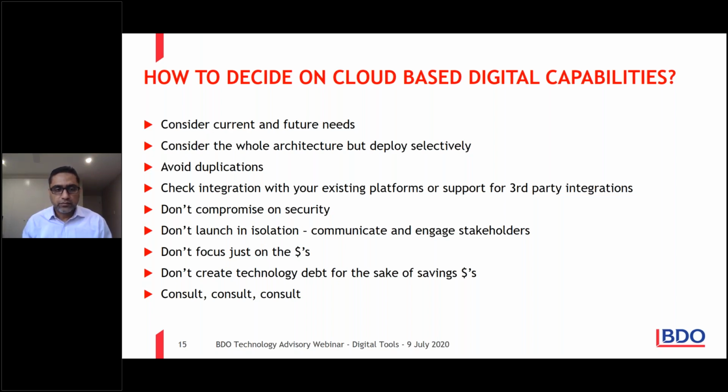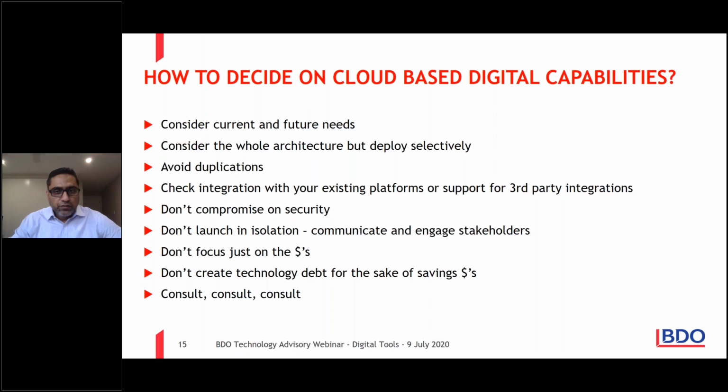And then the last one is, it goes without saying, consult. The market is quite big. The capabilities are evolving all the time. So it's best to actually look at what your needs are, and then go and scan the market, talk to people, consult as broadly as possible, because that's going to help you get the best outcome.